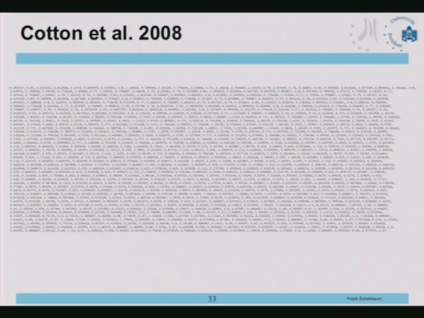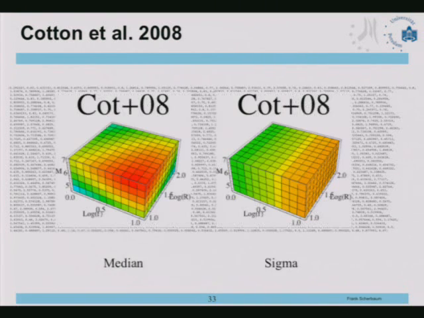Here the visualization is a little bit more challenging, but it still can be done. If we go from pixel maps to so-called volume pixels, voxel grids. So here we have now a voxel grid representation of the median values of the Cotton et al. model in a magnitude range from 5 to 7 and a distance range 10 to 100 kilometers and frequencies 1 to 10 hertz. And on the right side for the sigma.